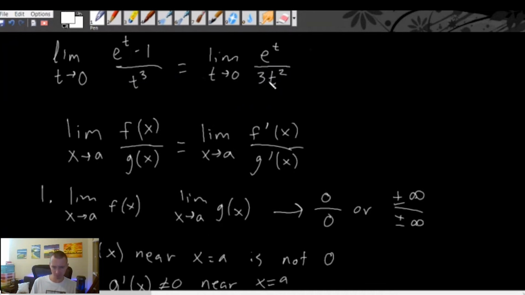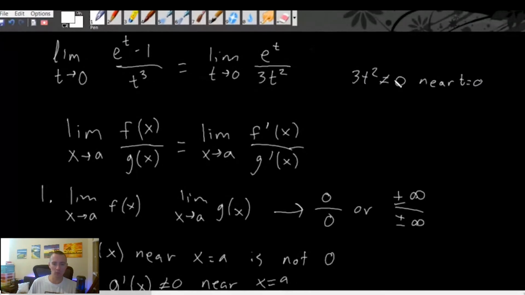So, oh, you know what? I'm sorry. This g prime, 3t squared, is actually the thing that we want to check if it equals 0 near t equals 0. I misspoke about that earlier. It's still going to be the same though, because 3t squared is only going to equal 0 when t equals 0, but nowhere near it. So that will still be okay. That is actually the thing that we would have wanted to check to make sure that we can do that. So since both those conditions are met, we do know that these two limits are equal.